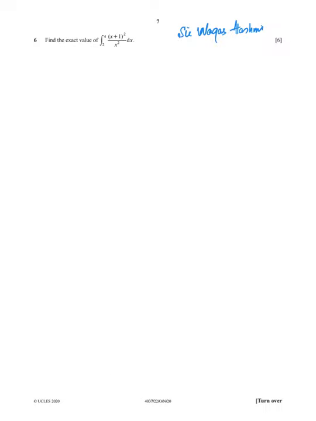Question number 6 from the topic integration. It says find the exact value of the integral from 2 to 4 of (x plus 1) squared divided by x squared dx.